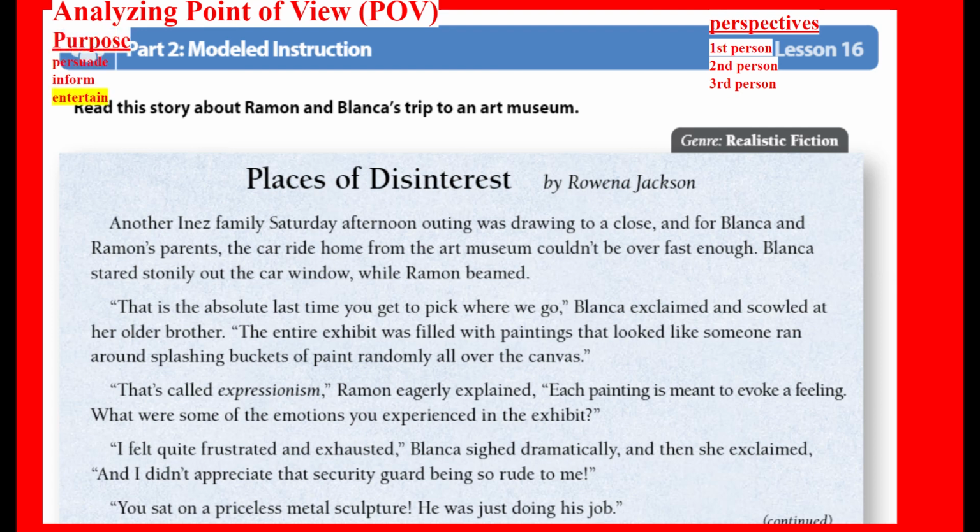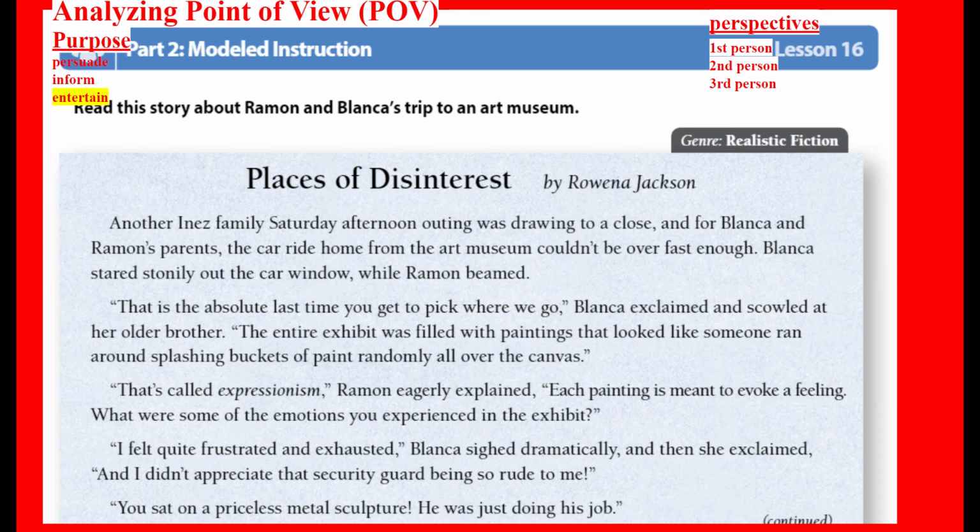All right, so next we're going to talk about the purpose of the text that we're going to be reading today. The text that we're going to be reading today is fiction, so the purpose of that is to entertain. The three main purposes that we look at in 7th grade are to persuade, to inform, and to entertain. Anything that is fiction, the purpose 99.9% of the time is to entertain the reader. It will be to entertain the reader unless we tell you differently.